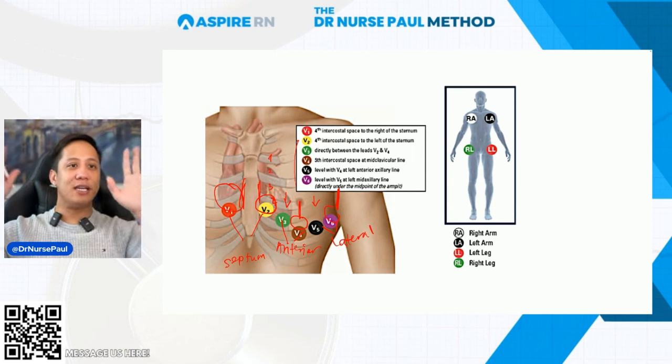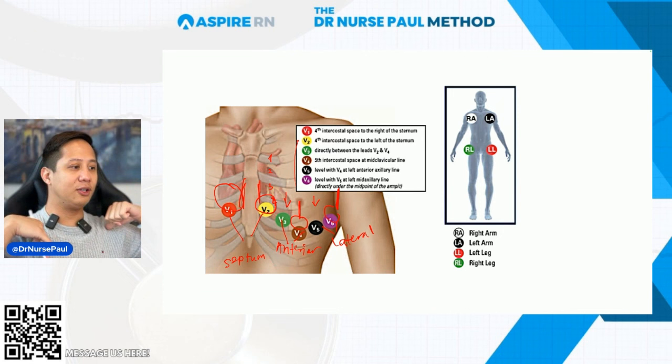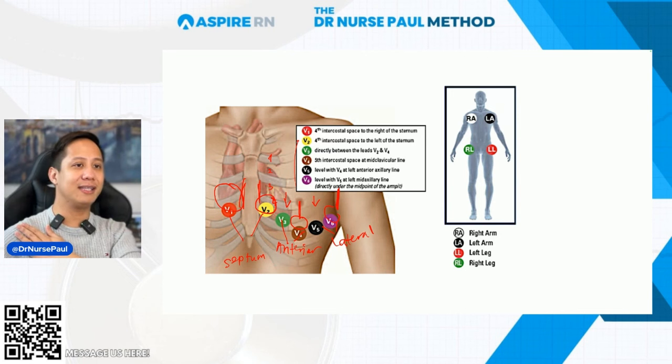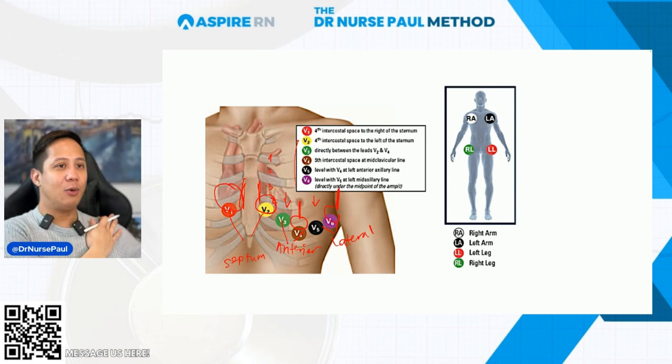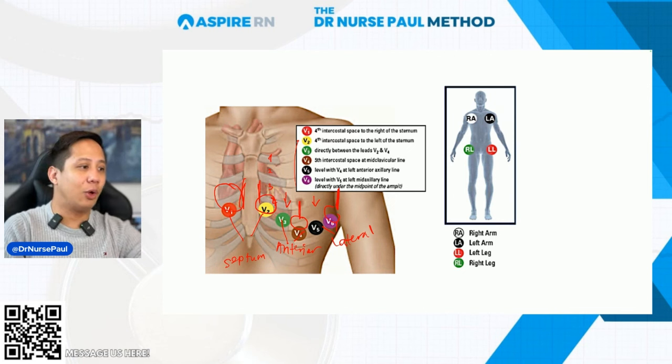If there's amputation, injuries, burns, wounds, then you can put it on the shoulder. You got it? Where is white? Right. Where is black? Left. White is on right. Black is left. You got it? Now let's go to your limb leads or the lower extremity leads.